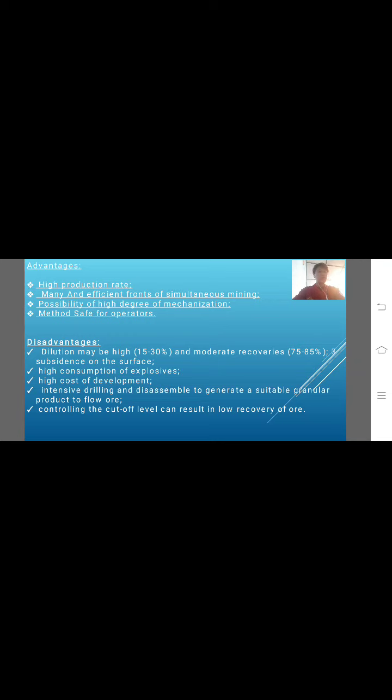The disadvantage of this method is that dilution is too high, it has moderate recoveries, the consumption of explosives is too high, and ultimately the cost of development is too high.